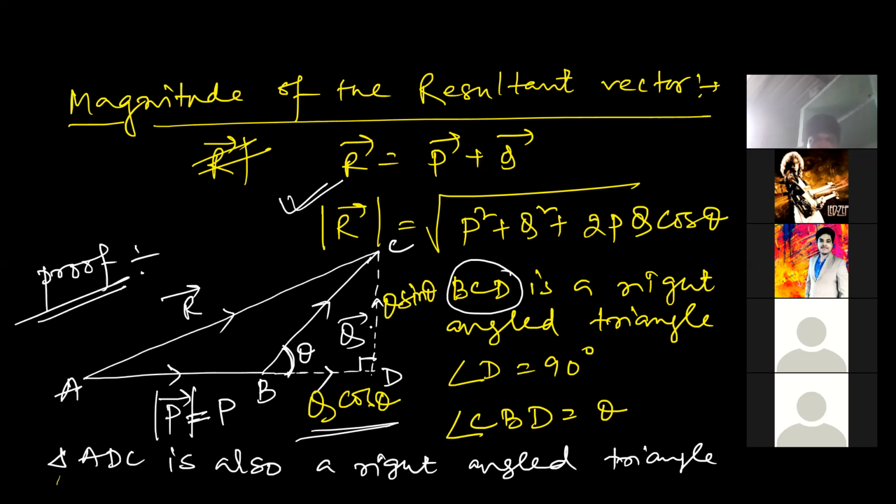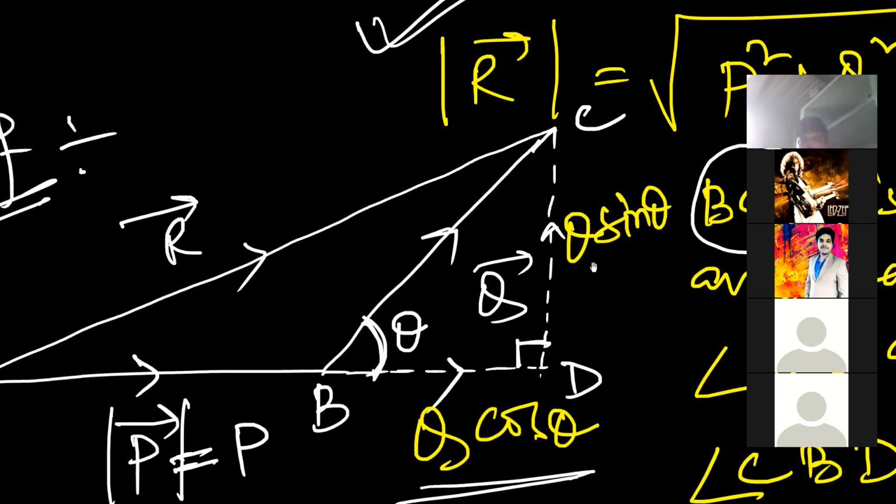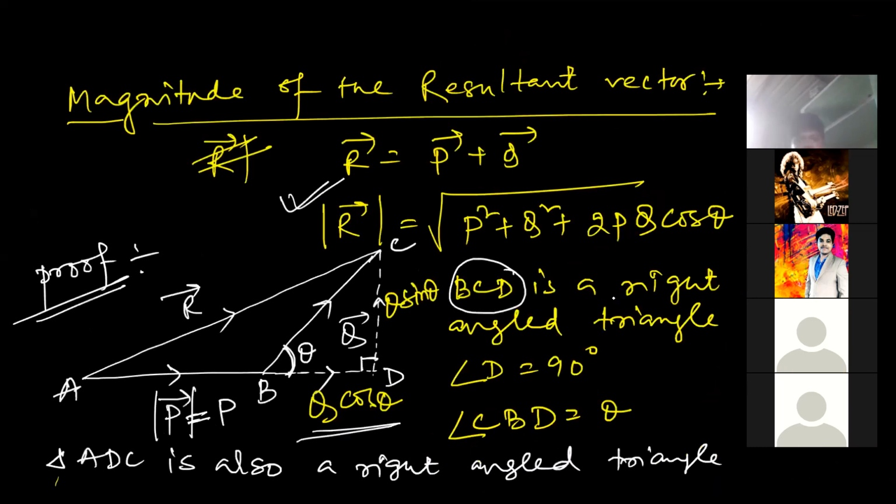Now, if I have to consider the perpendicular component, I'm zooming again. Now the perpendicular component will be which one? Vector Q. No, it's actually Q sine theta. Q sine theta is represented along the side BC. So the perpendicular component will be Q sine theta. So let me write down in the next slide that BC is equal to Q sine theta. So I'm applying the formula of the Pythagoras theorem.